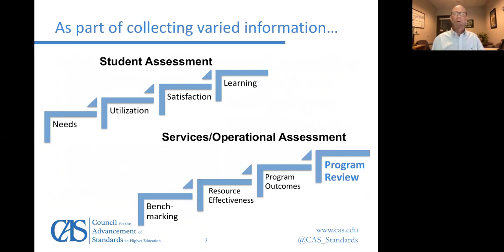Because in a program review, you want to use some benchmarking. You want to look at resource effectiveness. You want to see how effective you are at reaching program outcomes. You want to look at all those elements of the student impact there and their student elements. So the needs, are we meeting their needs? Are their services being utilized? Are students satisfied? Are they actually learning through the program outcomes that we've identified in the programs and services we're providing? So really think through, how does program review fit into all these pieces? Is that where you want to go?